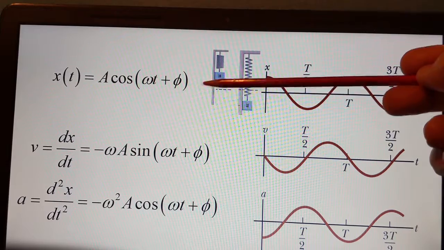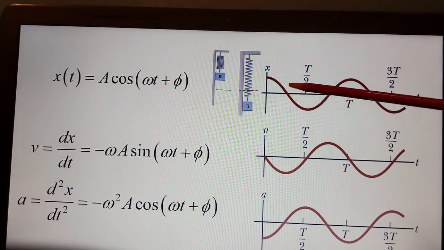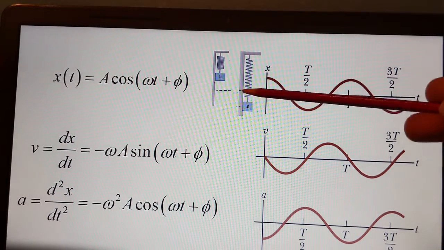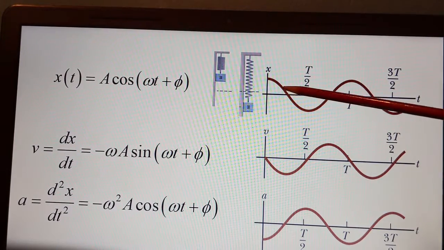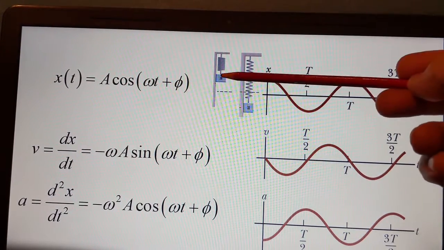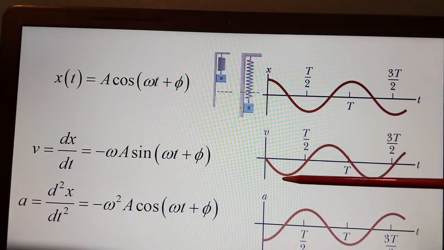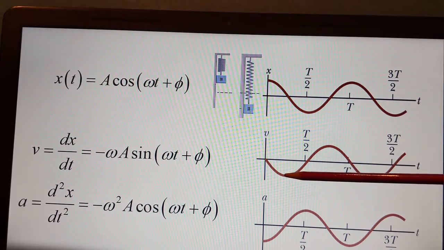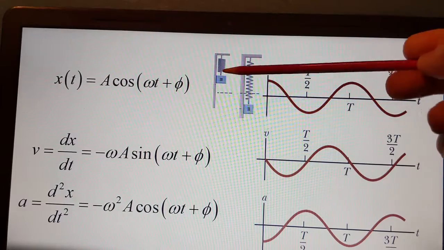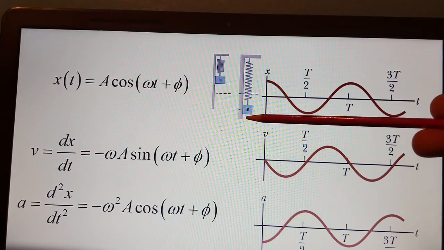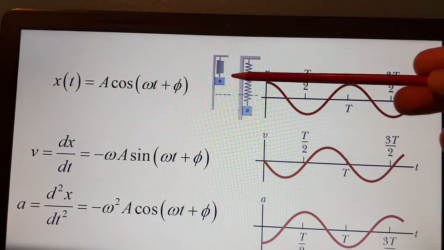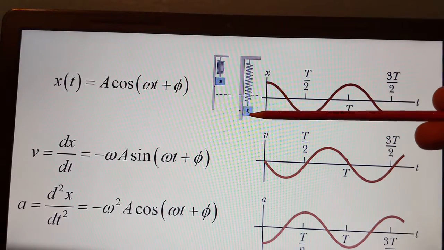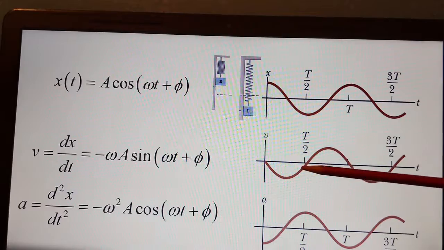Now in the middle, when this is 90 degrees or pi by 2, this will be 1. So we have a maximum value of velocity when the mass is right in the middle. At that point the velocity is maximum, and because it's going down, it's negative, and when it's going up over here, it will be positive. So the velocity is 0 at the top and bottom, and it's maximum in the middle.